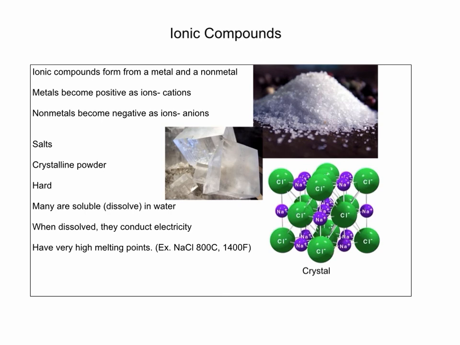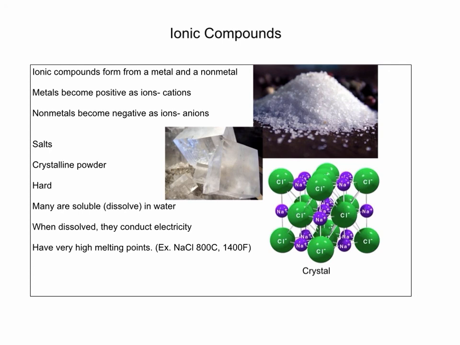This crystal pattern also disperses light very easily, and this makes many ionic compounds white. Well, not all of them are white. There are some red ones like rust, and there are some blue ones like some copper compounds when they have water in them. But for the most part, ionic compounds are white, again because of this crystal structure.